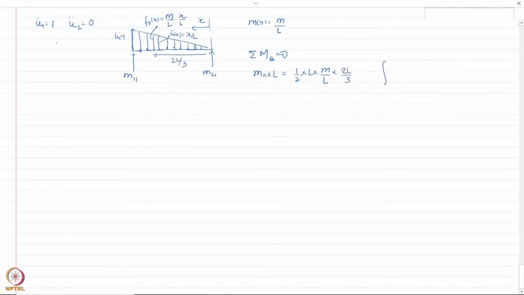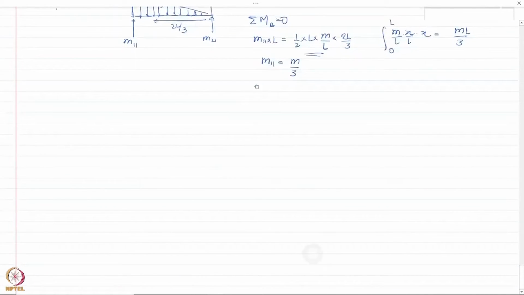Or you could just simply write it as, if you take the integration of it, the total moment would be basically m by L times x by L times x from 0 to L. Okay, and that would give you mL by 3. And in this case, if you look at it, you get the same quantity here. So m11 is basically m by 3.